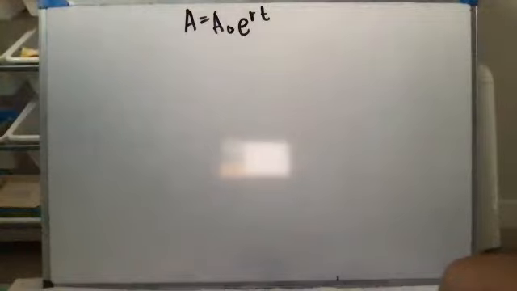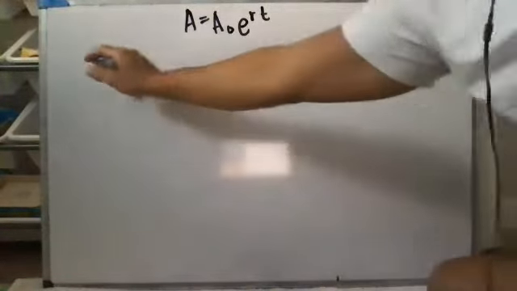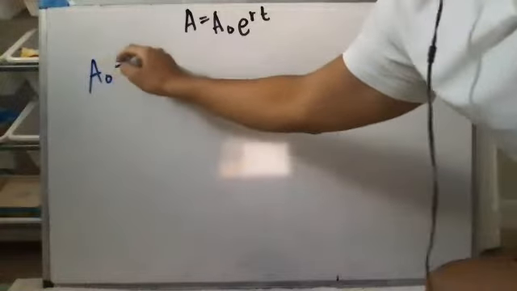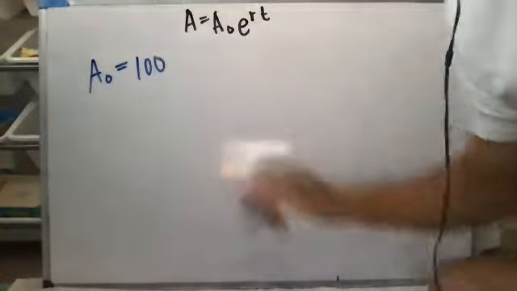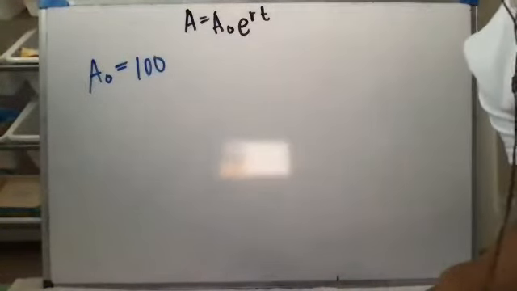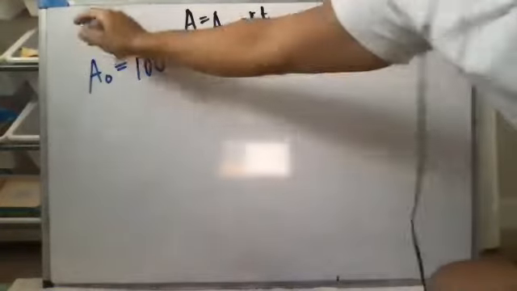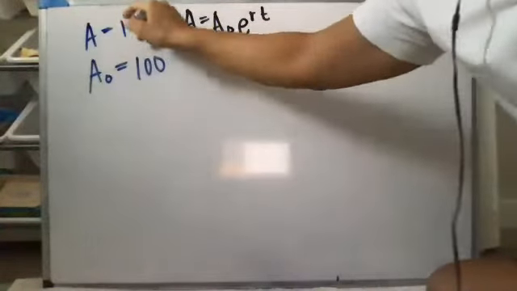Okay, so what are we given here? We're given that she started with 100 grams, right? So your original starting value is 100 grams. You're also given that after 1 hour, she only has 12.5 grams. So you're given A is equal to 12.5.